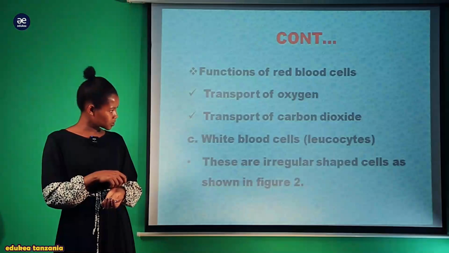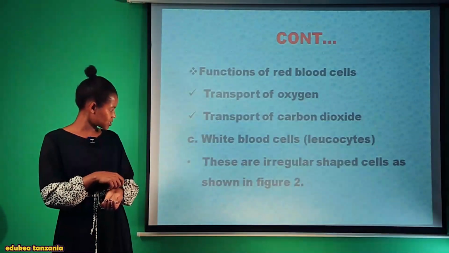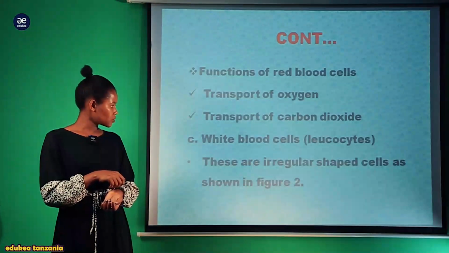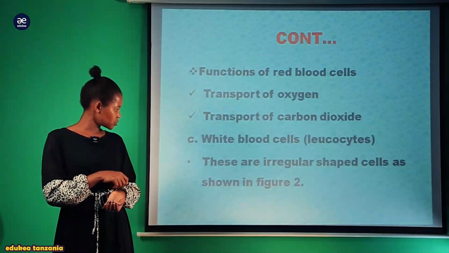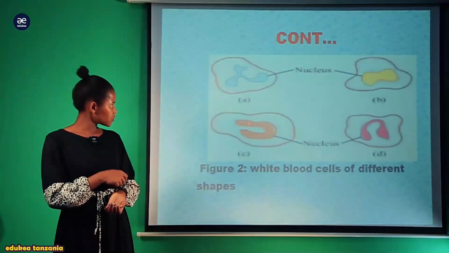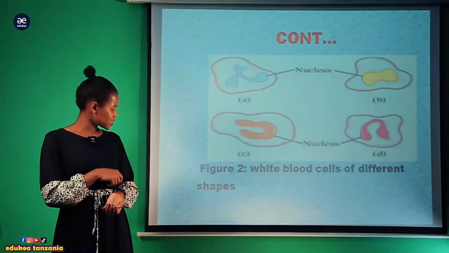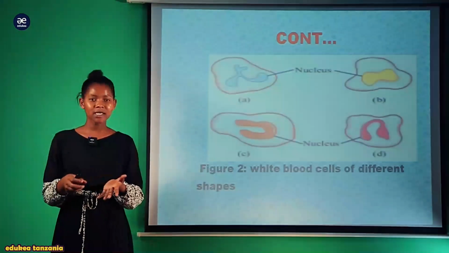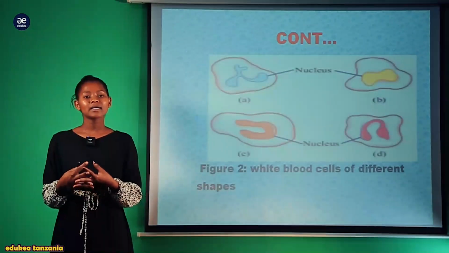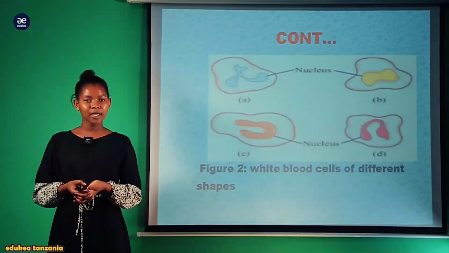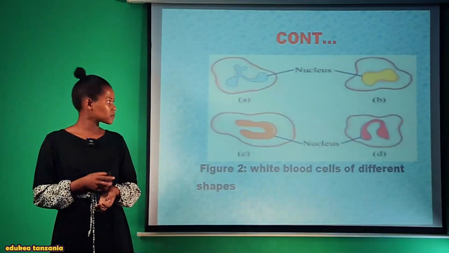On the other name, tulisema kwamba tutaita leukocytes. These are irregular shaped cells as shown in this figure here. We can see these white blood cells with different shapes. Kwanza shapes zao ni irregular na zina nucleus, ukikompare na red blood cells ambazo hazina nucleus.